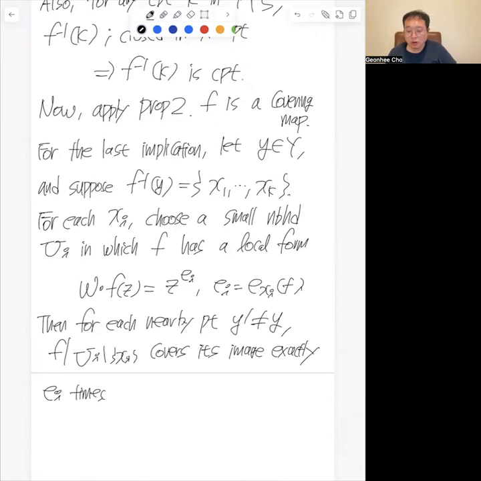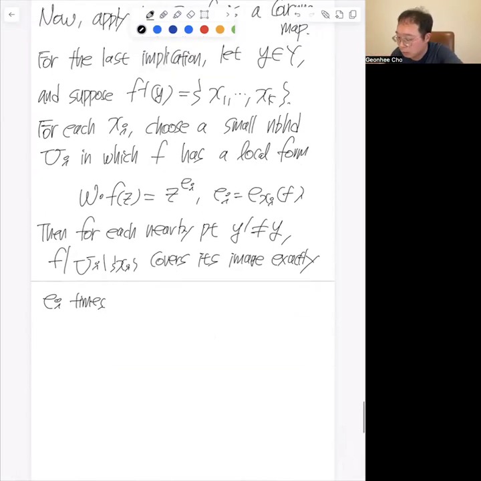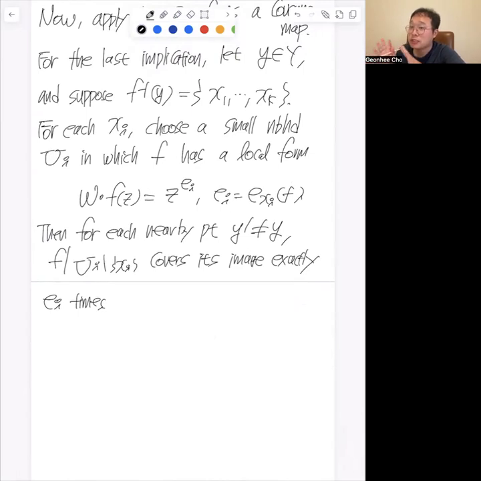So this is guaranteed. In other words, each U_i contributes exactly e_i nearby pre-images of y prime. But now, since our point y prime does not belong to S and is close enough to y, it has exactly n pre-images from the assumption and the covering. So the covering forces that, as long as there are e_i points that overlap, once we know the information of the covering map, we can simply conclude the summation of all of them. There's no other choice other than n.